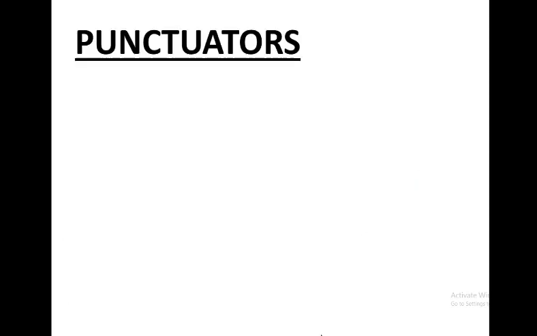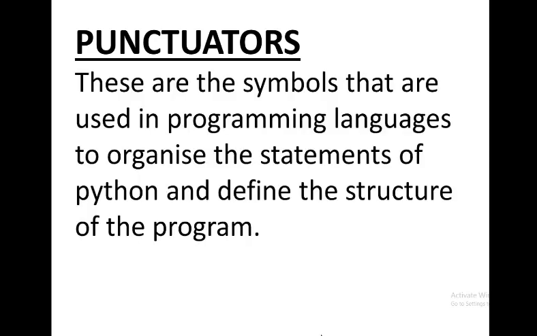Now the last type of token is punctuators. Punctuators are those symbols that complete the syntax of the programming statements in Python. They also define the structure of the program. These are the few punctuators that you use to write statements correctly, syntactically correct according to the Python language.